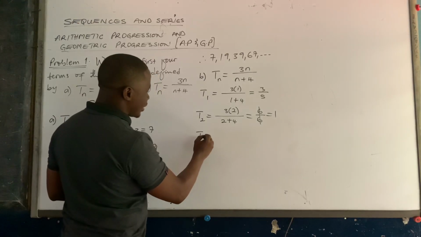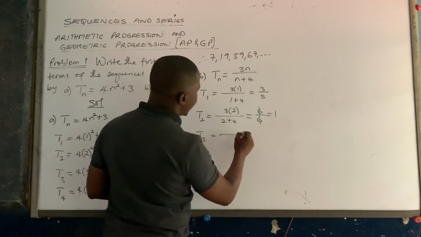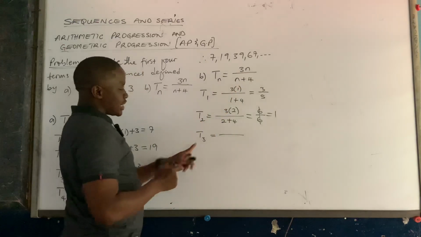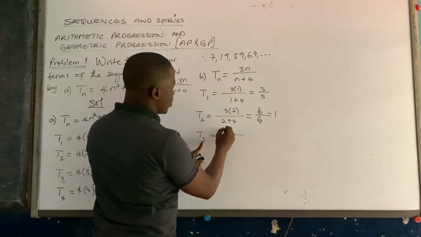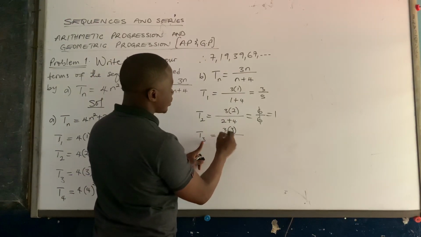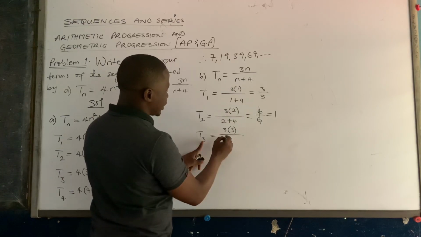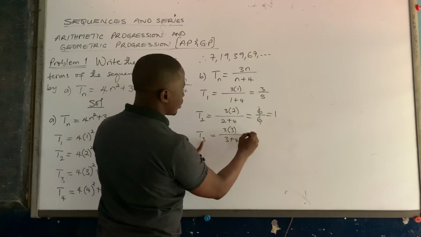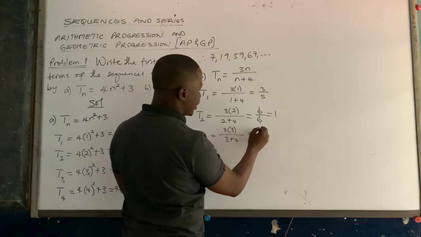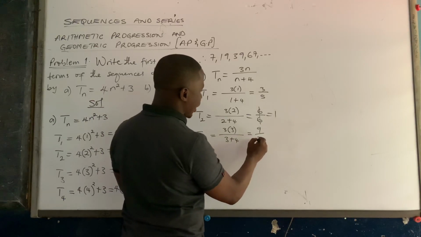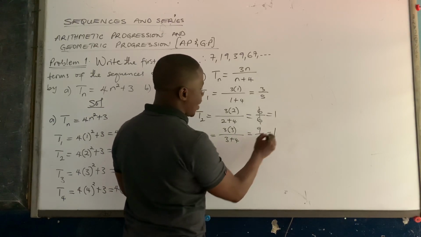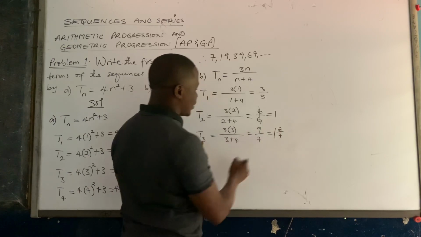So we go for the third term. With the sequence, n is now 3. So 3 multiplied by 3. n plus 4, that is 3 plus 4. 3 times 3 is 9. 3 plus 4 is 7. So 7 into 9 is 1 whole number, and we have 2 over 7.